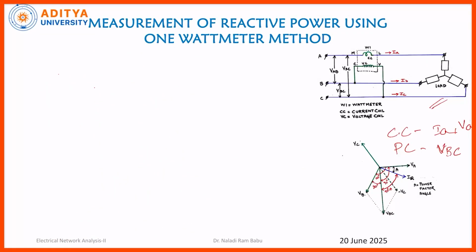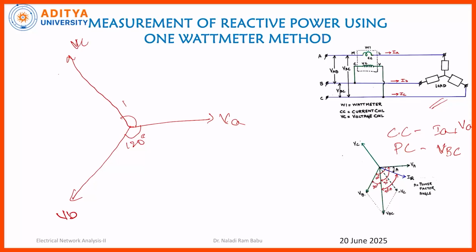So first, I am drawing the three phases VA, VB and VC. Let this be VA, and VA, VB, VC are 120 degrees apart. This is VB, whole angle is 120 degrees, and this is VC, this is 120 degrees, and this angle is also 120 degrees.